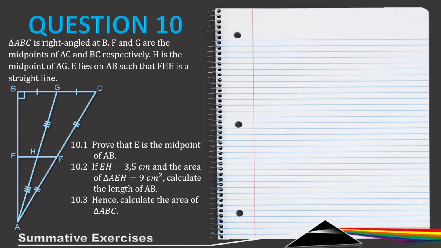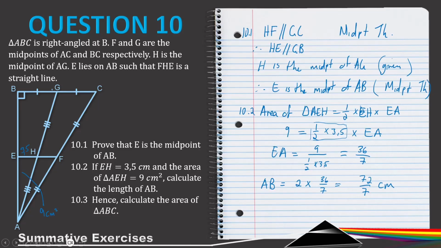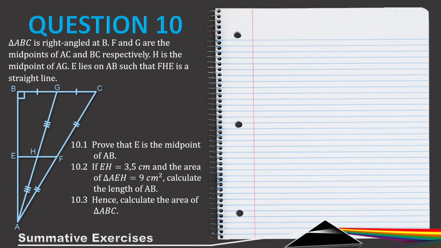Right, now the final question, hence calculate the area of triangle ABC. We just saw that AB is, what was that length there? Just go back, 72/7. Let's indicate that here. Now, if this is 3,5, then that would be twice 3,5, so that would be 7. And this is 7, this is 7, so this whole length over here must be 14.